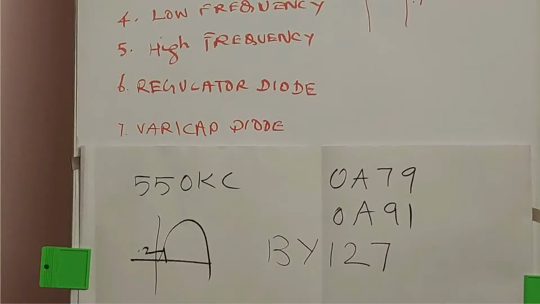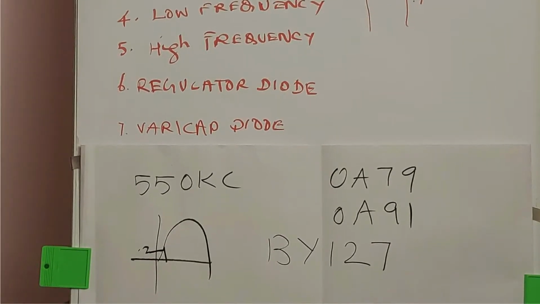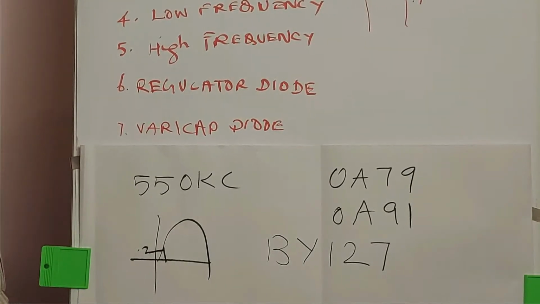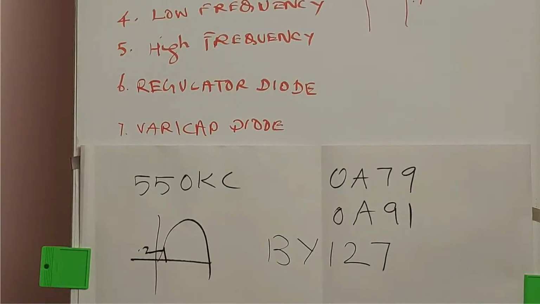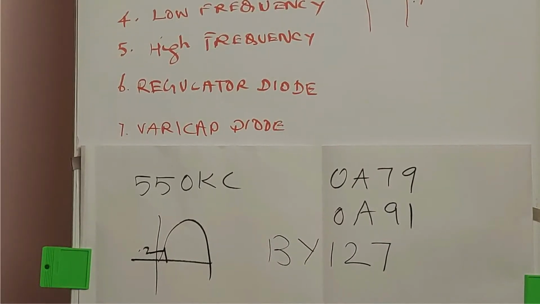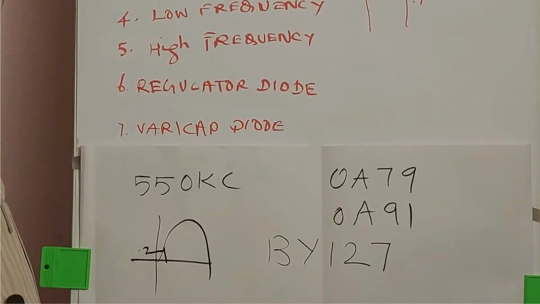And then moving on from the high frequency diode, let us go to the regulator diode. What is a regulator diode? A regulator diode is also an ordinary diode made of semiconductor, normally silicon only. That is useful for regulating the voltage. That is nothing but a diode which uses high doping. What is high doping used for?